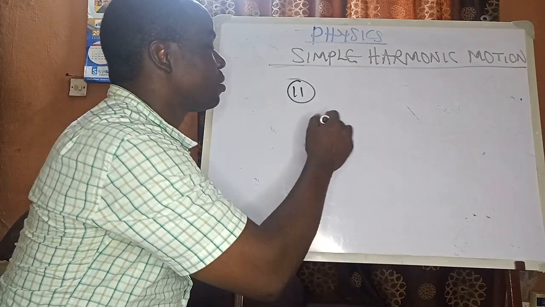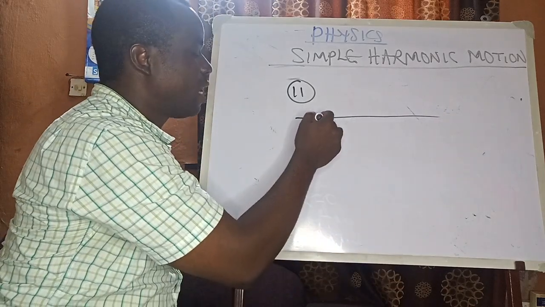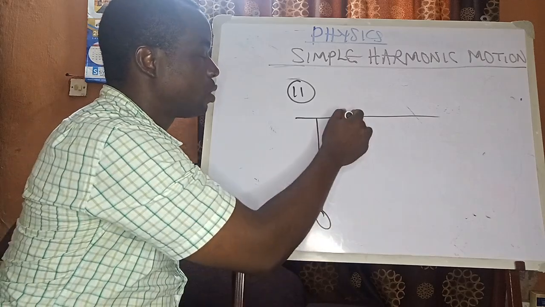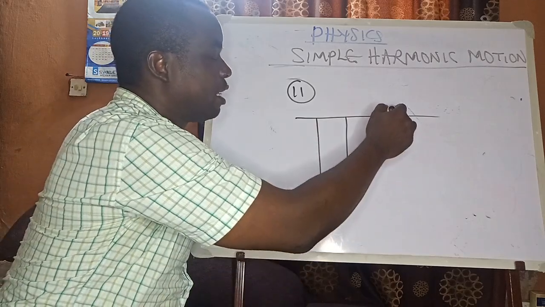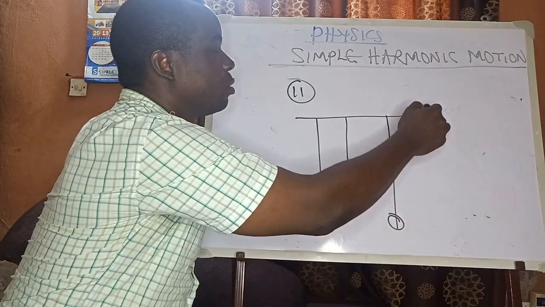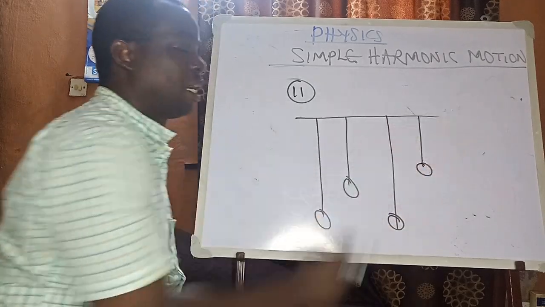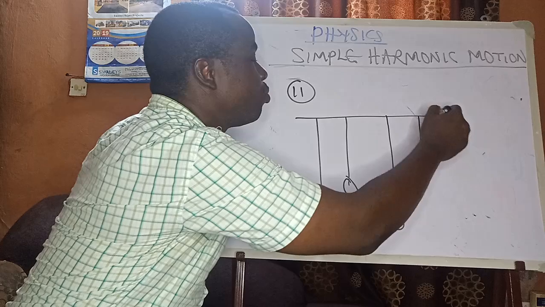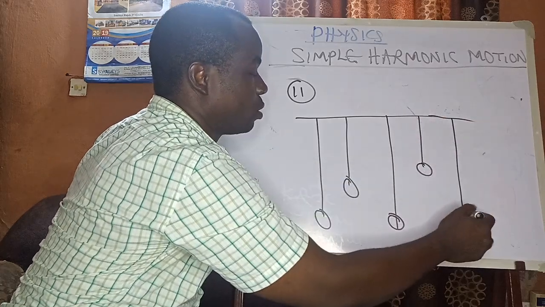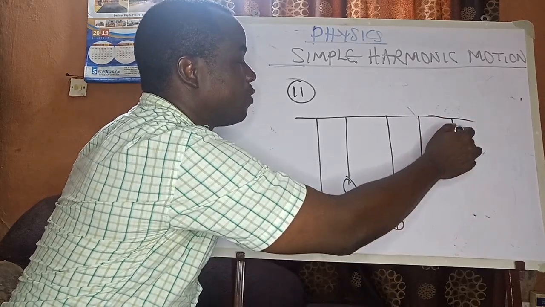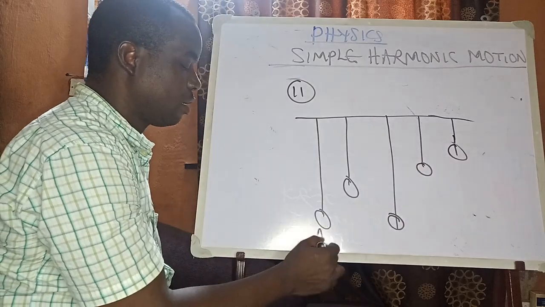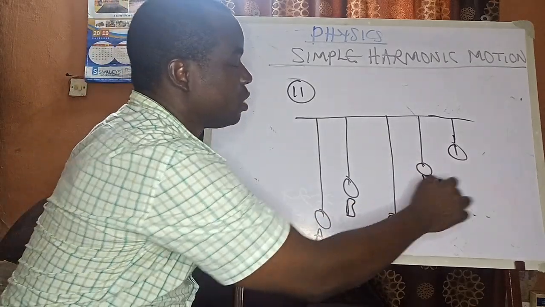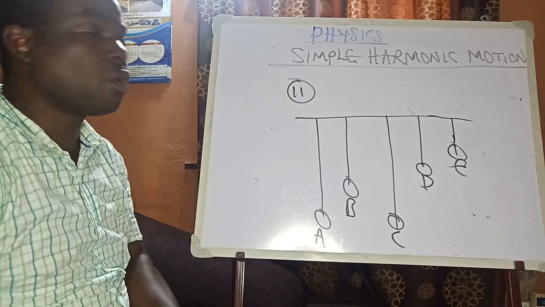Let me do this. Let's assume that we have balls, pendulums hanging on a platform like this. Let me put one more pendulum. I can put this one. I can put something like this. This one is very small. So here is A, B, C, D, and E.